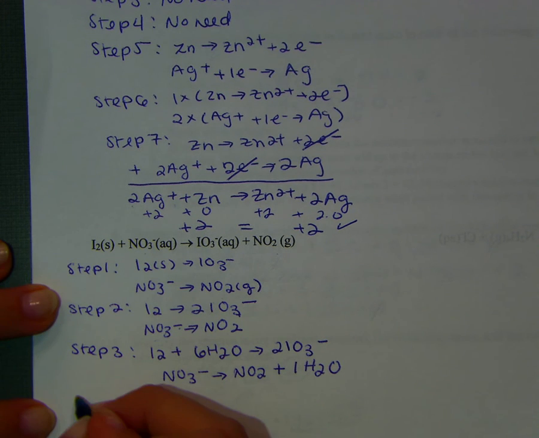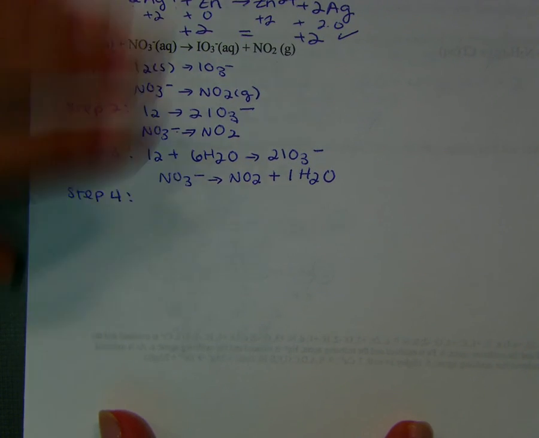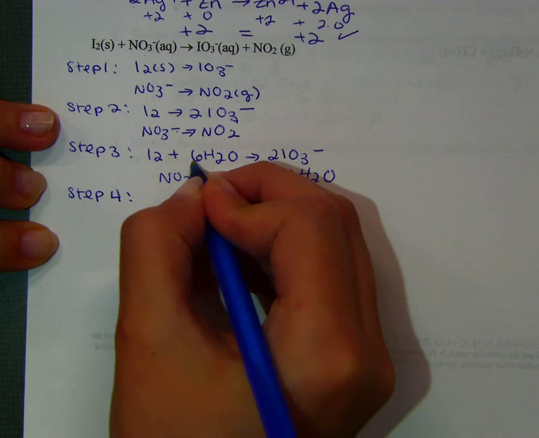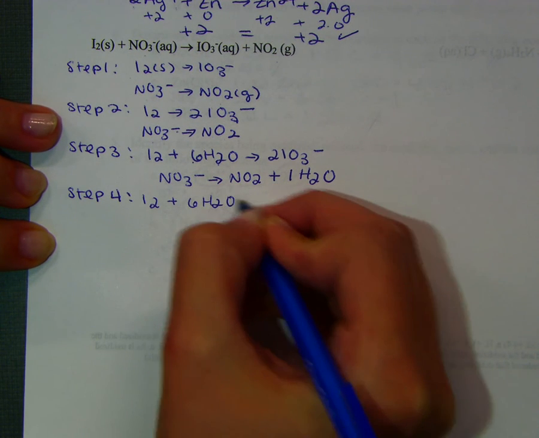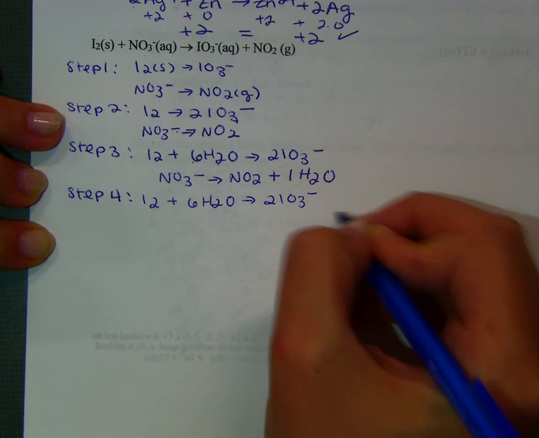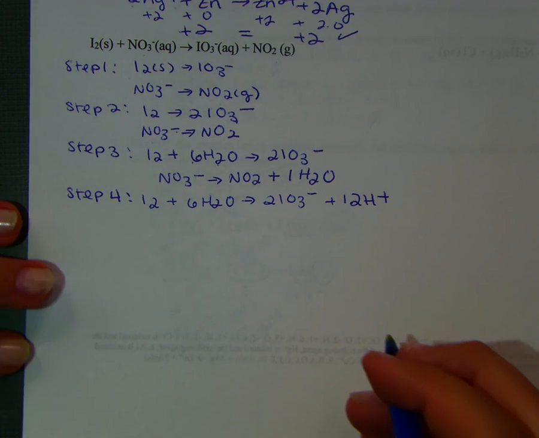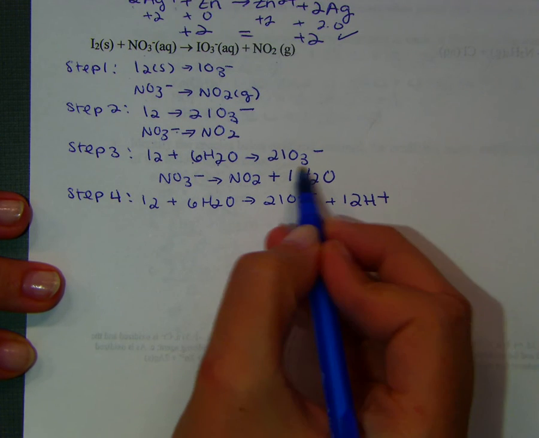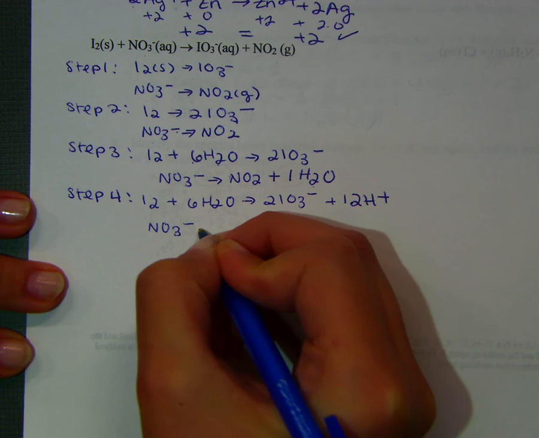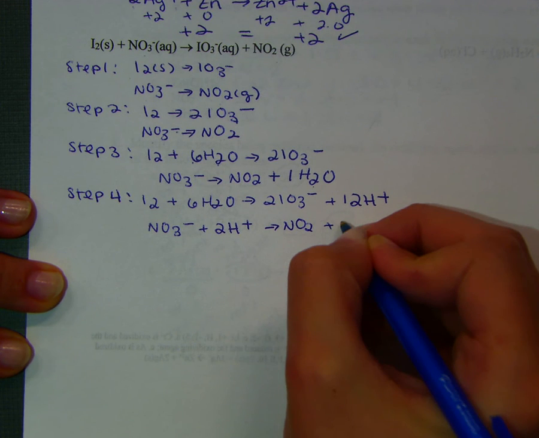Okay. Step 4, I have to balance those hydrogens now, right? I've just done the oxygen stuff, now I have to balance my hydrogens. So what I'm going to do, making sure I'm on screen, is I'm going to say, okay, I have 12 hydrogens. So I have I2 plus 6 H2O is to 2 IO3 minus plus 12 H plus. Woo! That's a lot of hydrogen. That's a lot of acid. And then I have 1 H2O over here, so that's 2 hydrogens. So I'm going to have NO3 minus plus 2H plus is to NO2 plus 1 H2O.